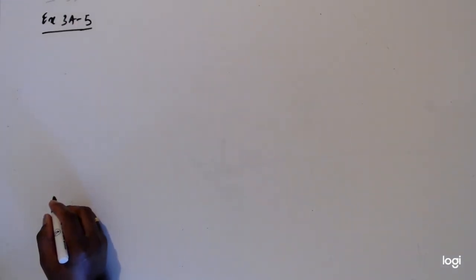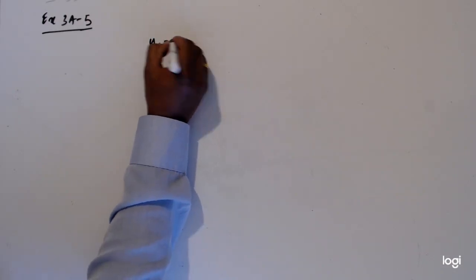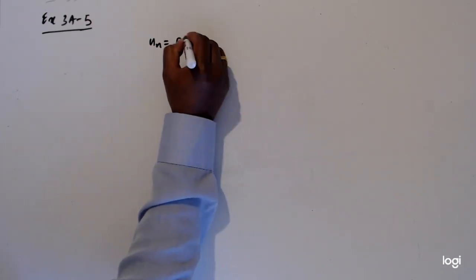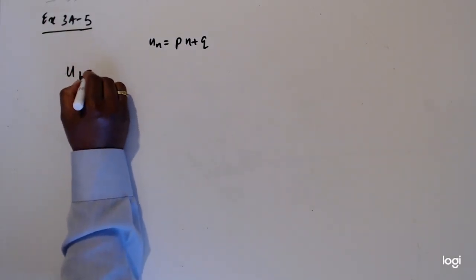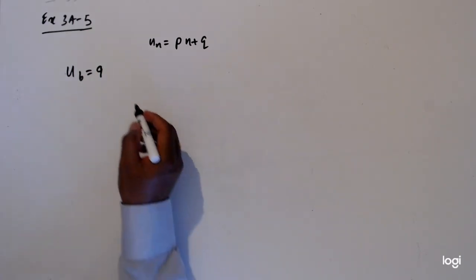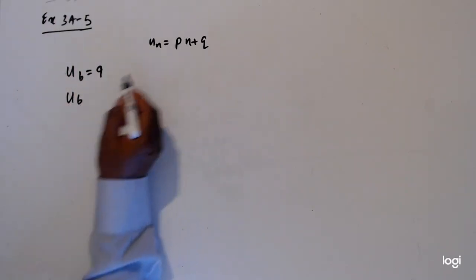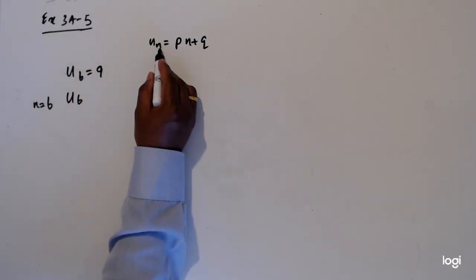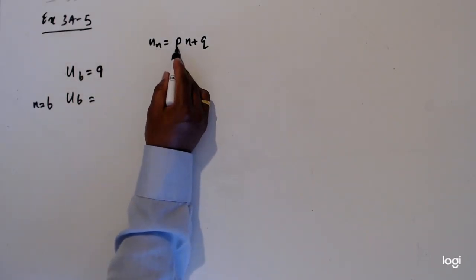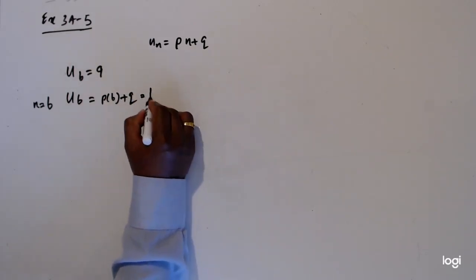Question number 5. A sequence is generated by the formula Un equal Pn plus Q. Then there's data: U6 is 9. Now, again, what is U6? From here we can write n equals 6. When you substitute here, U6 equal P times 6 plus Q, or 6P plus Q.